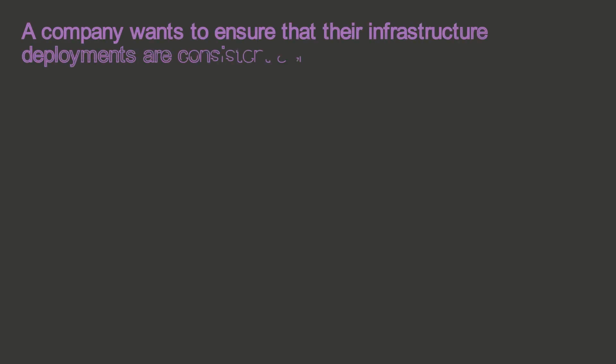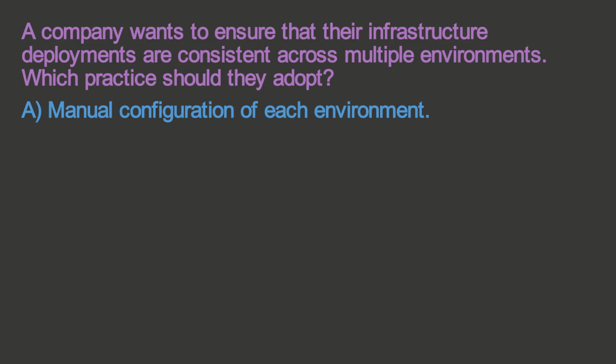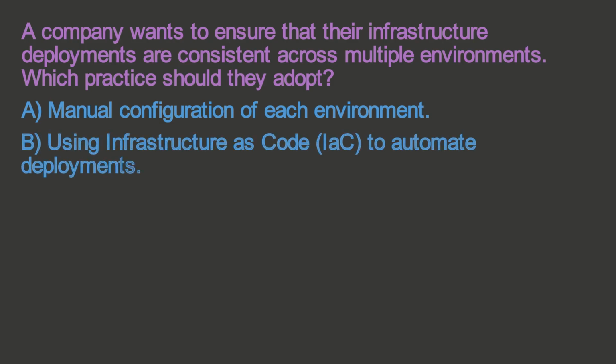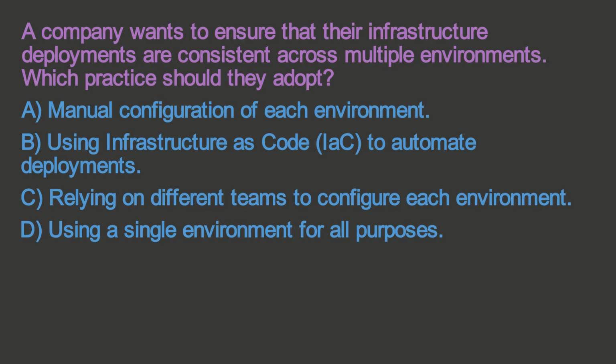A company wants to ensure that their infrastructure deployments are consistent across multiple environments. Which practice should they adopt? A. Manual configuration of each environment. B. Using infrastructure as code, IaC, to automate deployments. C. Relying on different teams to configure each environment. D. Using a single environment for all purposes.